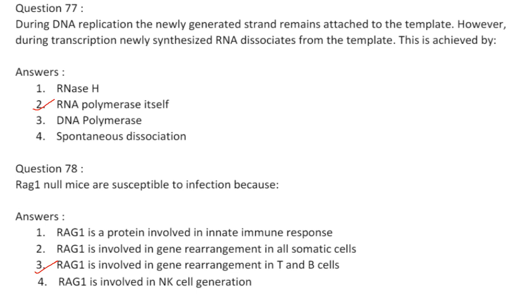Then next one. RAG1 null mice are susceptible to infection because the recombination activating genes encode parts of the protein complex that plays an important role in the rearrangement and recombination of the genes encoding immunoglobulin and T cell receptor molecules. Now RAG1 mice are susceptible to infection because RAG1 is involved in gene rearrangements in the T and B cells. Answer is option 3.